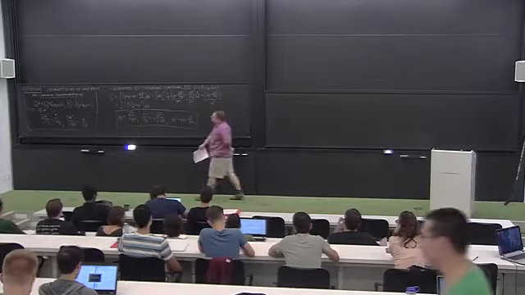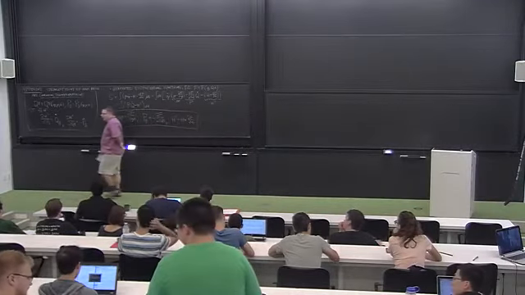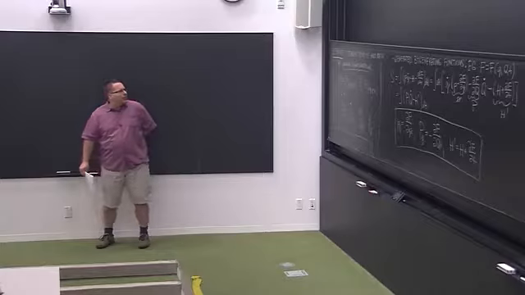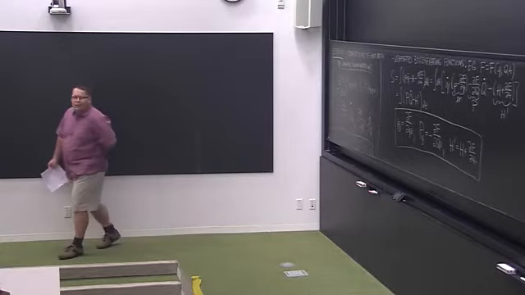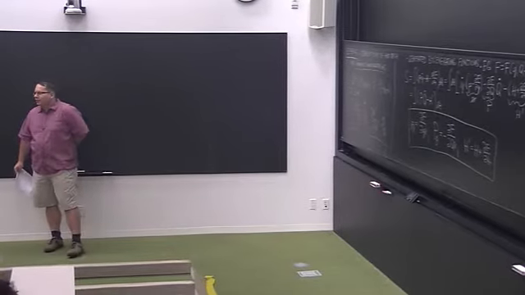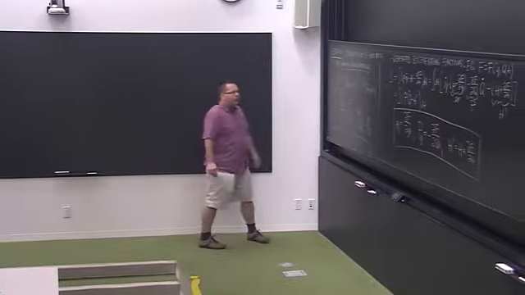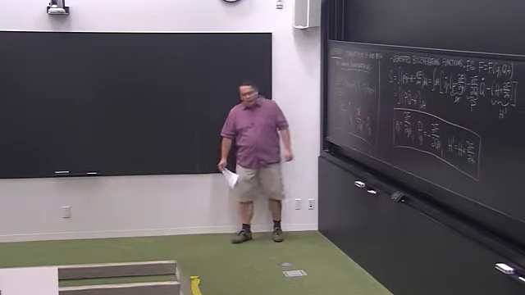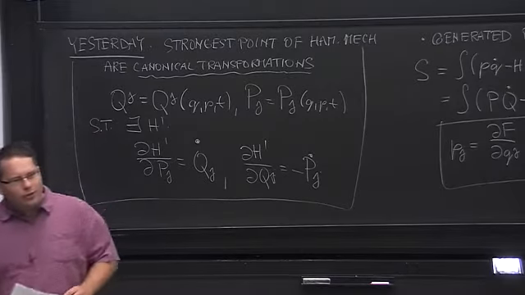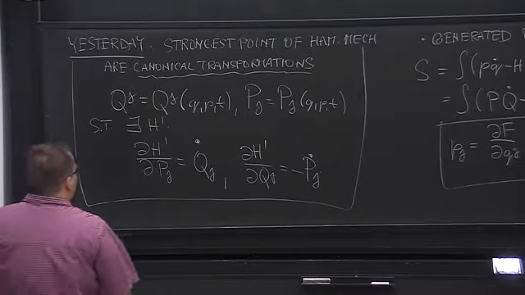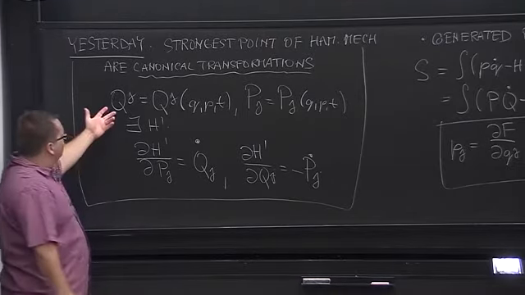Briefly recapitulate what we have done yesterday. I claim that the strongest point of Hamiltonian mechanics is actually a possibility to exploit these canonical transformations. So there are special transformations which preserve the form of the Hamilton's equations, and you can think about it like having inertial frames for Newton's law or whatever. So really now I can consider transformations.